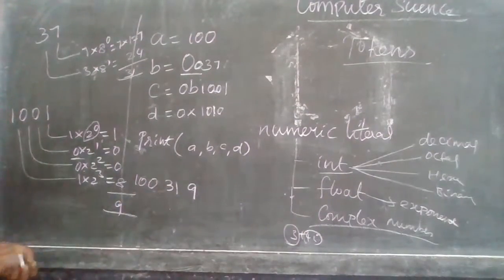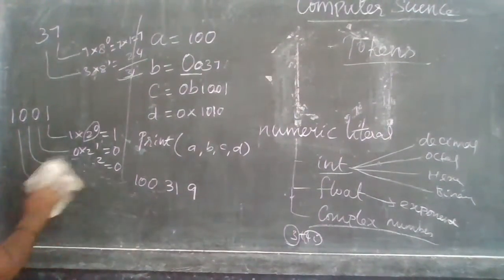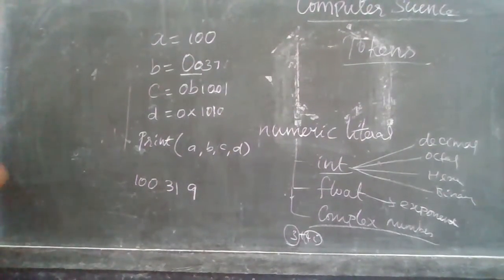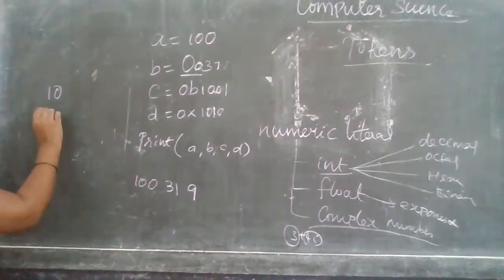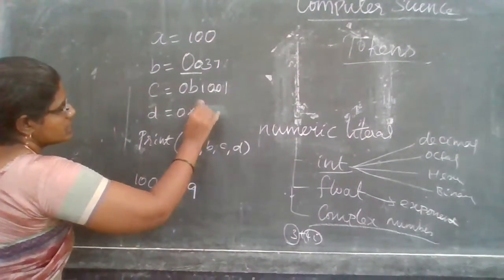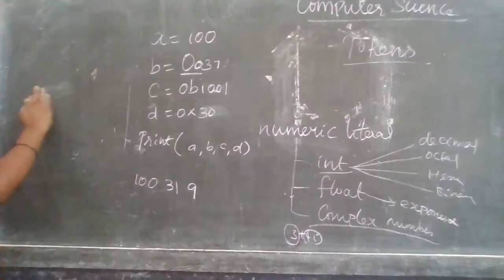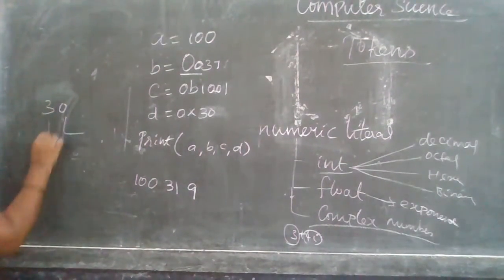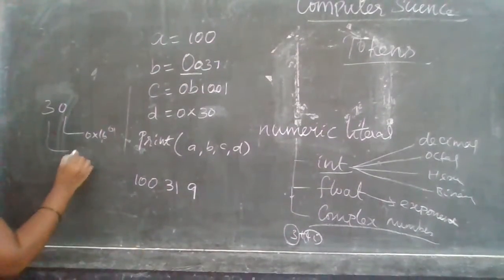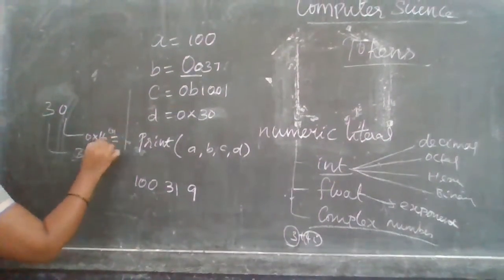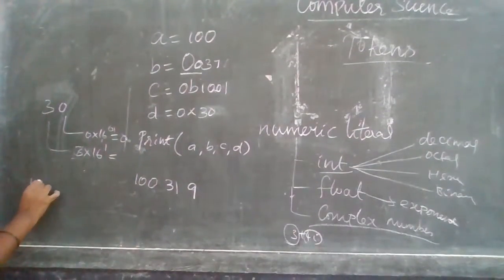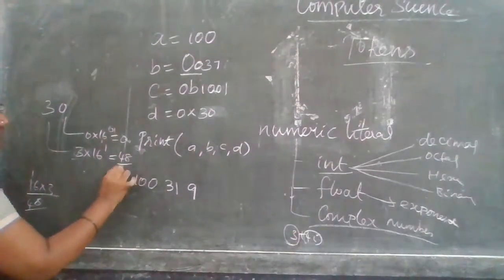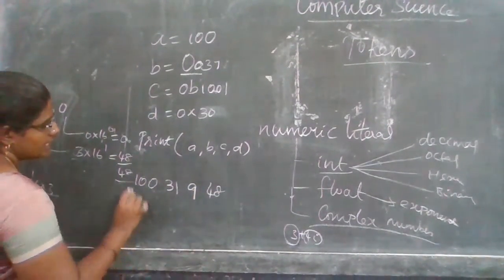Next one, hexadecimal value D. 0x means it is considered a hexadecimal number. It converts into a decimal number. Here I am using 30, because 1010 is also a valid hexadecimal, but we are using 30. 0 into 16 power 0, 3 into 16 power 1. So it's 0, 16 into 3, 48. So 48 is the answer, which will be displayed on the screen. The value of D is 48.